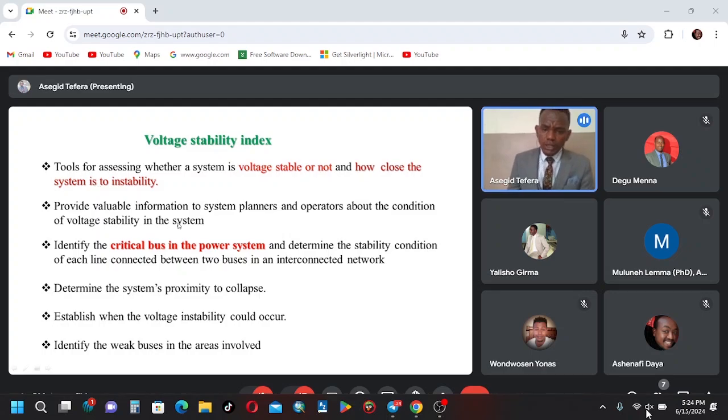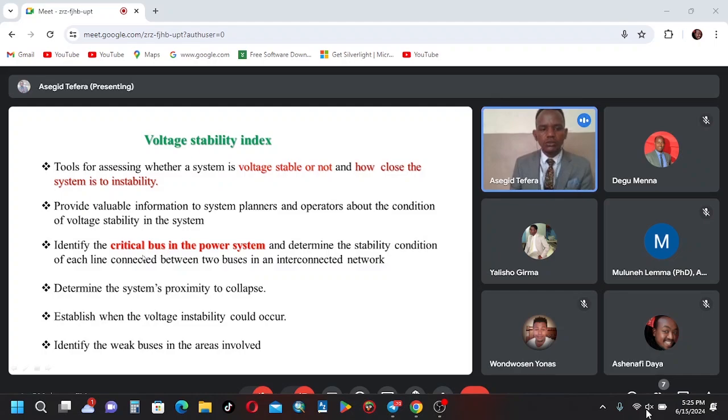So the voltage stability index provides valuable information to the system planner and the operator about the condition of voltage stability in the system. It can provide information to the planner or operator working on the substation to take action about the feeder voltages. With this, they can take action before a planned power outage happens. It also identifies the critical bus in the power system.